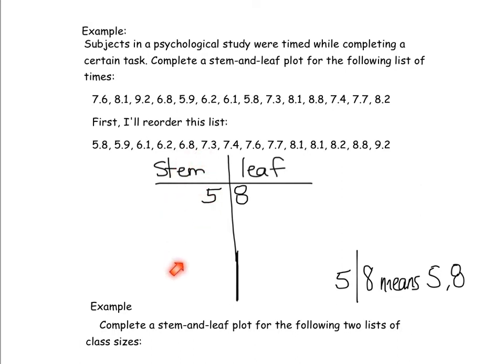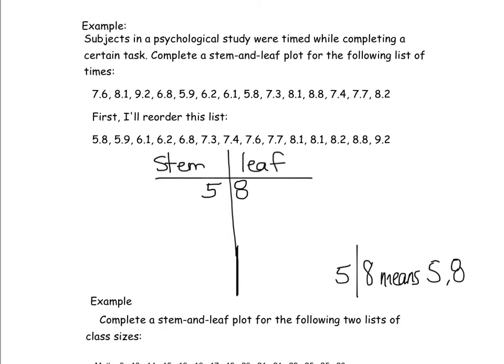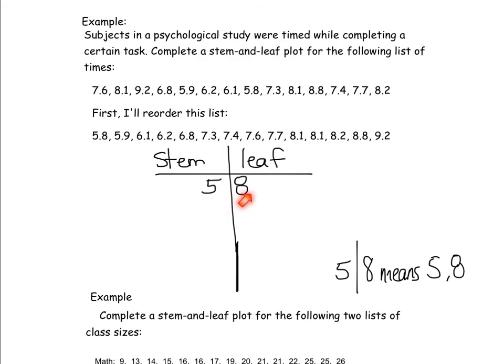Now this stem represents the ones place, and the leaf represents the tenths place, the first decimal place. So it's different from the last one. So this is why the legend is so important. If we didn't have the legend, then we might think that this number here represents 58. But because of the legend, we know it means 5.8. I'd like you to pause the video here and finish the stem and leaf plot.